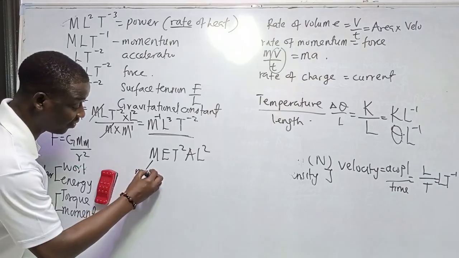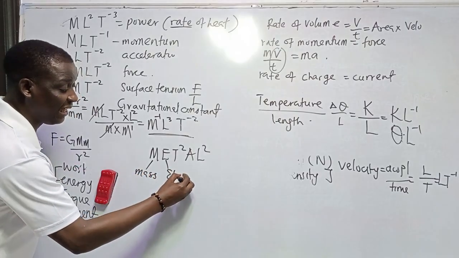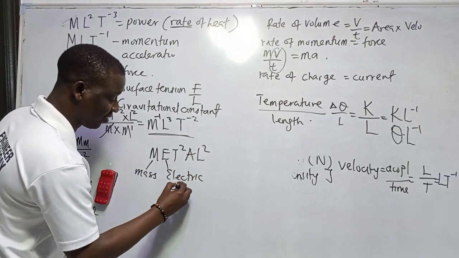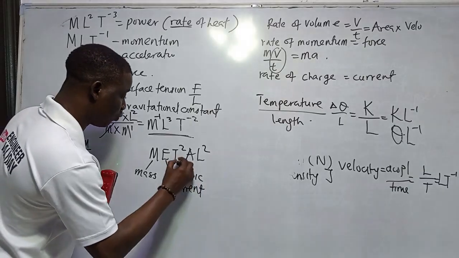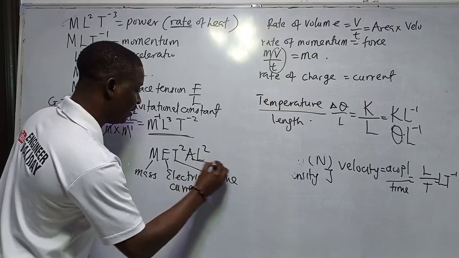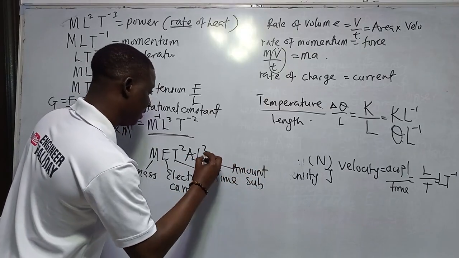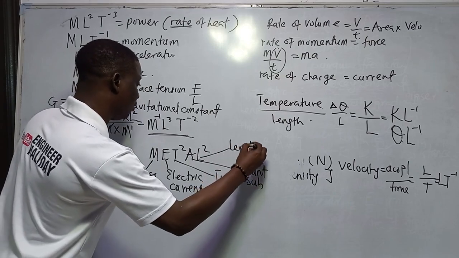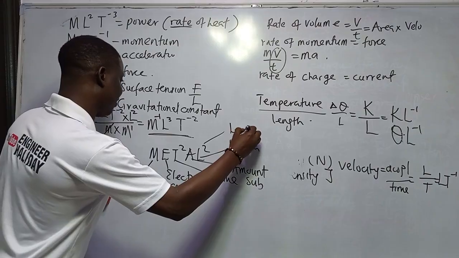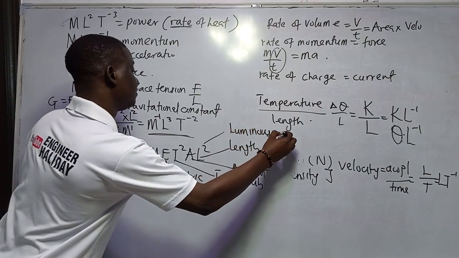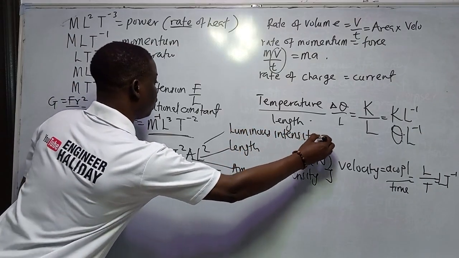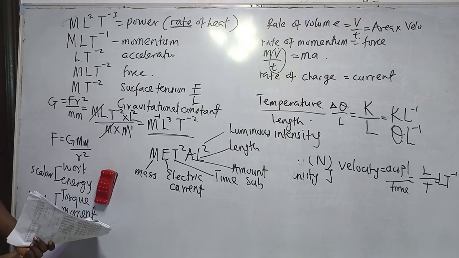This one means mass. This is electric current. This is time. This is amount of substance. This is length and luminous intensity. So luminous intensity, this one.